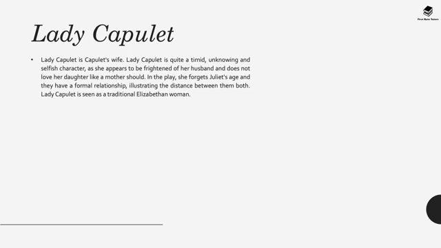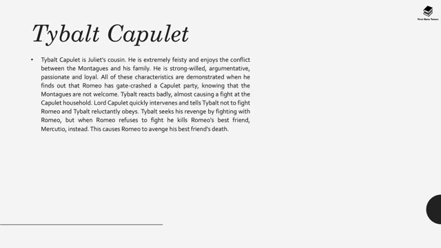The other key character is Lady Capulet, who's Lord Capulet's wife. She's very timid in contrast to her daughter. She's unknowing and also quite selfish, and she appears to be very frightened of her husband and doesn't love her daughter like a mother should. Indeed, it's the nurse that seems to have a more maternal relationship with Juliet than Lady Capulet herself. In the play, she forgets Juliet's age, and they both have a very formal relationship, illustrating the distance between them both. Lady Capulet appears to be a very traditional Elizabethan woman.